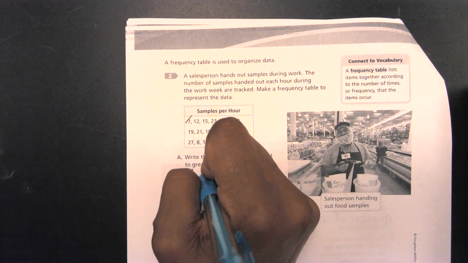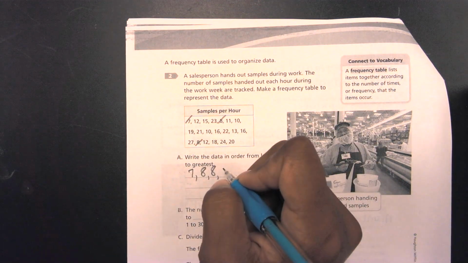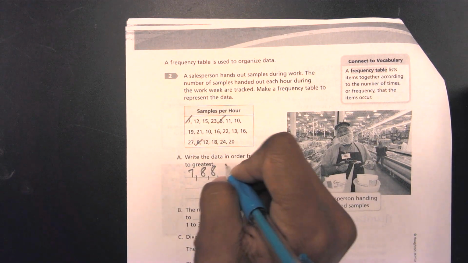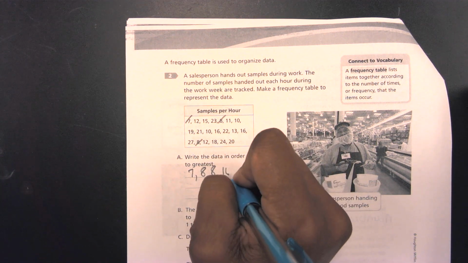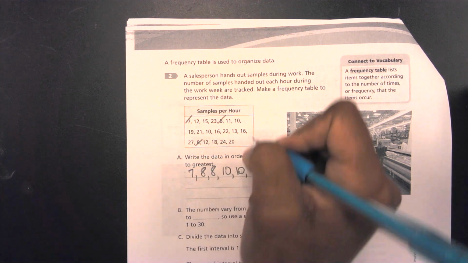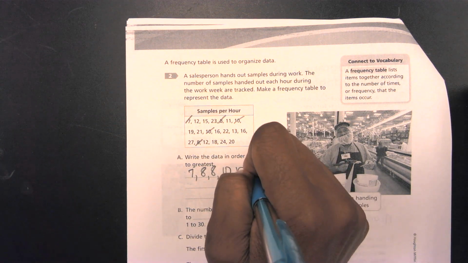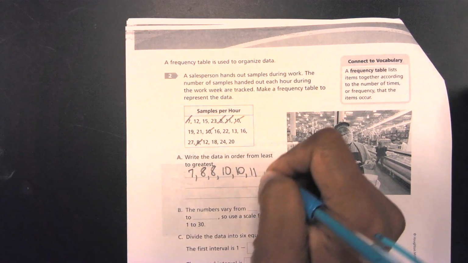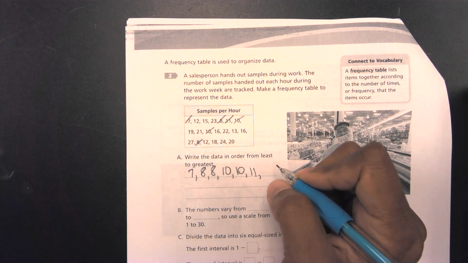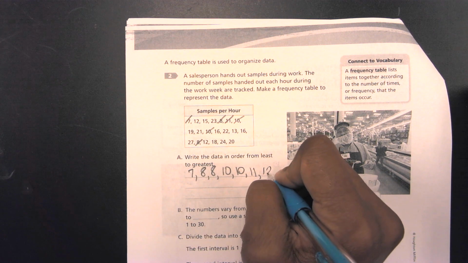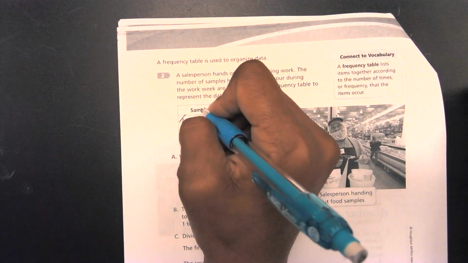Okay, so I'm going to write it down twice. Okay, next smallest number? 10. How many times does 10 appear? Twice. Okay. Okay, next? 11. Next we have? 12. Does 12 occur only one time? Twice. Look, I see it twice. Okay, let's write it down.